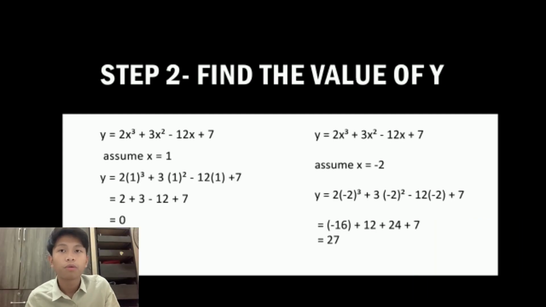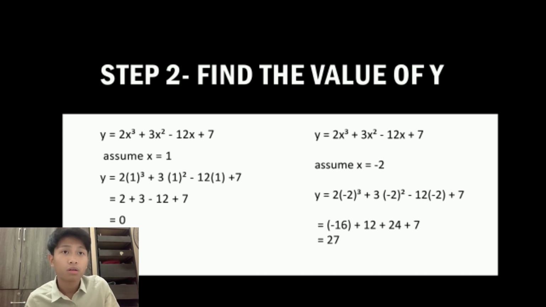For step 2, we must find the value of y. To find the value of y, we must replace the value of x that we got before into the original equation. For x1, we got 1. So we assume x is 1. So the equation is y equals 2(1)^3 plus 3(1)^2 minus 12(1) plus 7. So we get 2 plus 3 minus 12 plus 7. So we got 0 for the first y.